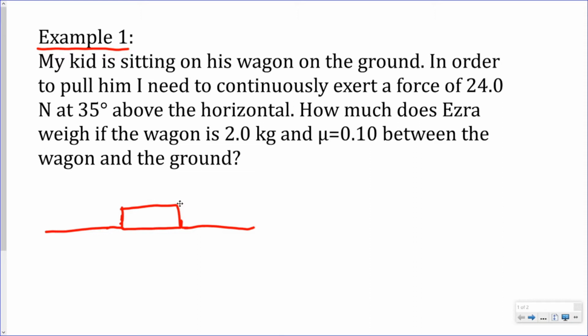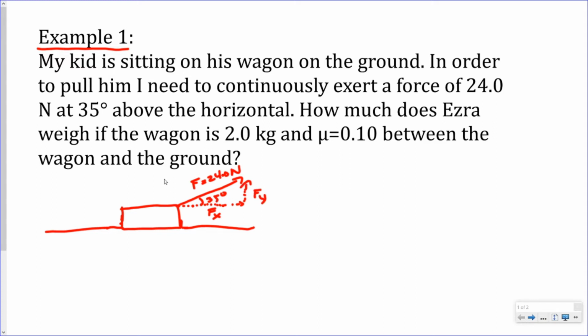So I'm pulling at a 35-degree angle above the horizontal. So we're pulling like this. Here's that applied force of 24.0 newtons, and it's 35 degrees above the horizontal. So if this is parallel, this angle in here is 35 degrees. If we take this force, we can actually break it up into its components, Fx and here, Fy. It's going to be helpful for us.